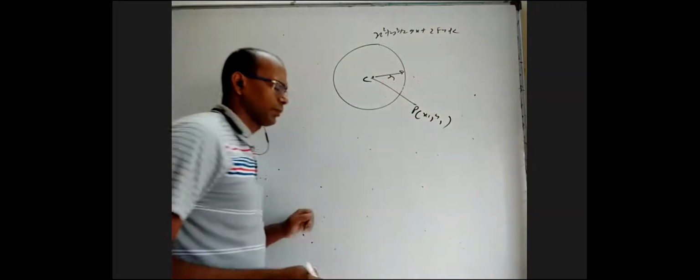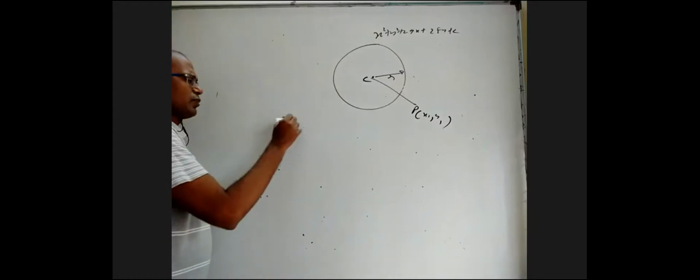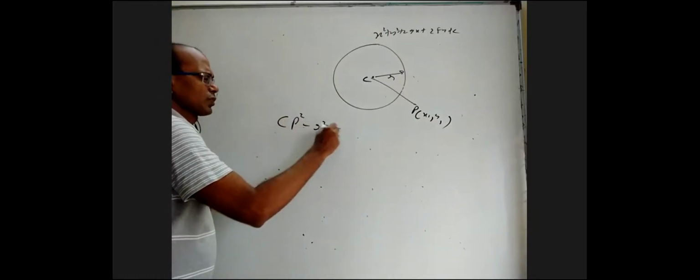If that distance is more than radius, it is outside. If it is equal to radius, it is on the circle. If it is less than radius, it is inside the circle. I'll call this as C, and the circle equation is x square plus y square plus 2gx plus 2fy plus c. I'll take this point as x1 comma y1. I want to find what is CP square minus R square.